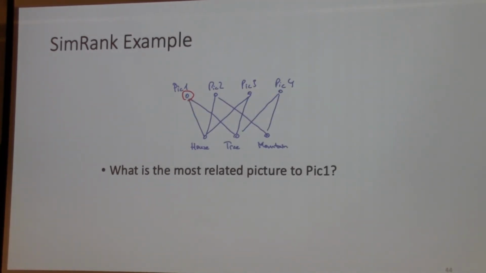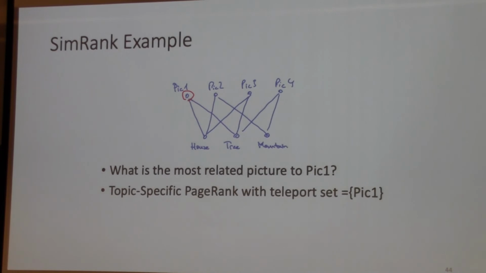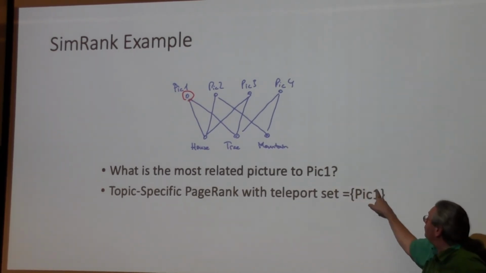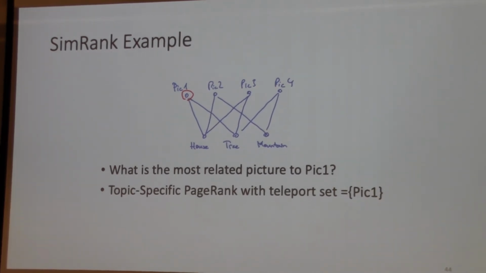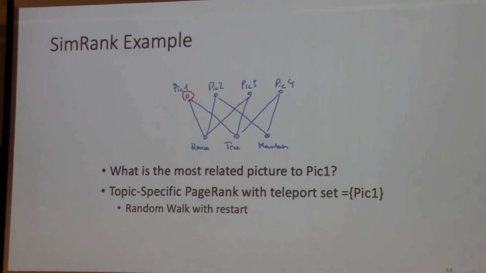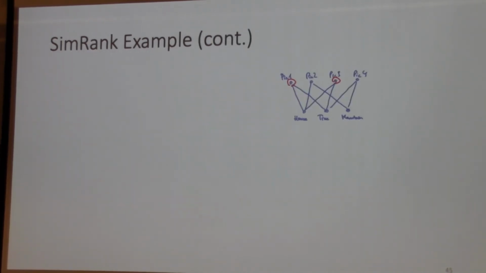Okay, so let's go back to our example. So what is the most related picture to picture one? So you start PageRank, but the teleport is just picture one. That means whenever you teleport, you go to picture one. Boom, back to picture one. Random walk with restart.